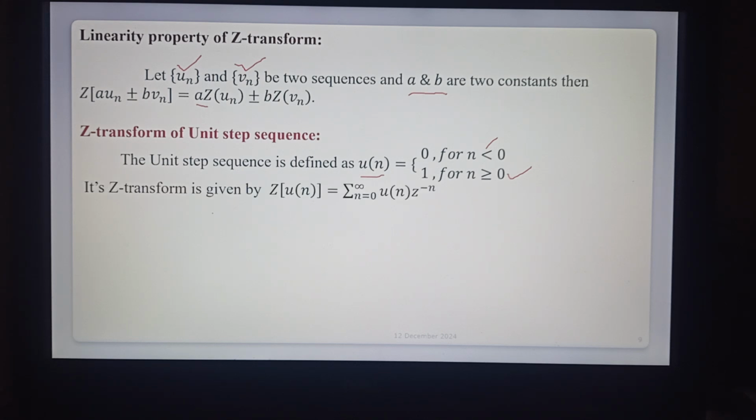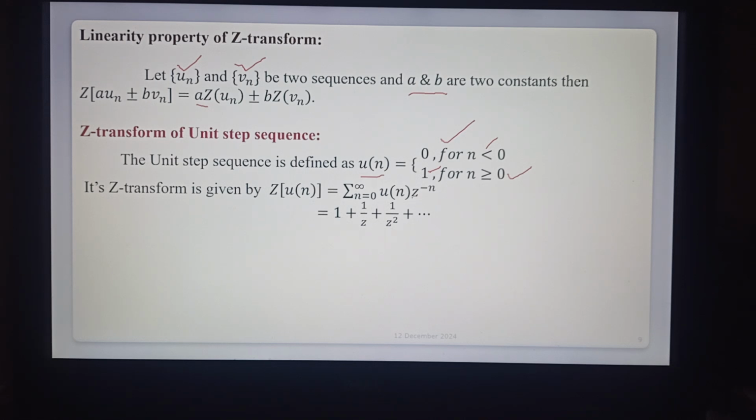Now finding Z transform. Its Z transform is given by Z transform of u of n is equal to summation n is equal to 0 to infinity u of n into Z power minus n. Okay, now starting from n is equal to 0, that means 0, 1, 2, 3, 4, always the value is 1. See, the negative values are not required. So n greater than or equal to 0 means for n is equal to 0, 1, 2, 3, 4 and so on, the value is 1.